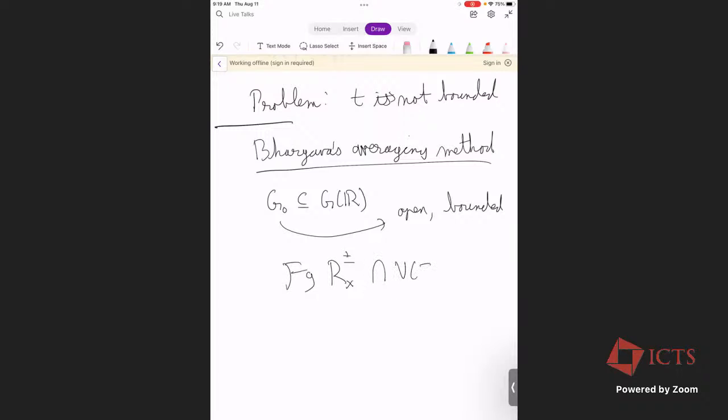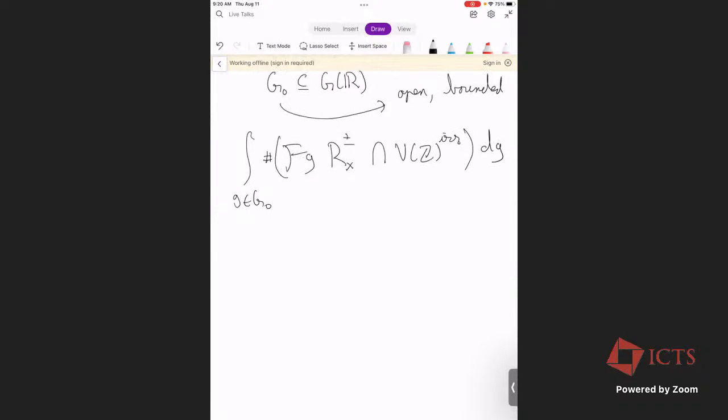So the number of points has to remain unchanged because they're both fundamental domains. So let's do an averaging. Let's integrate g in G0. And then using the fact that G is unimodular, you can deduce that this is going to be equal to, you can switch the integral from over G0 to over F.